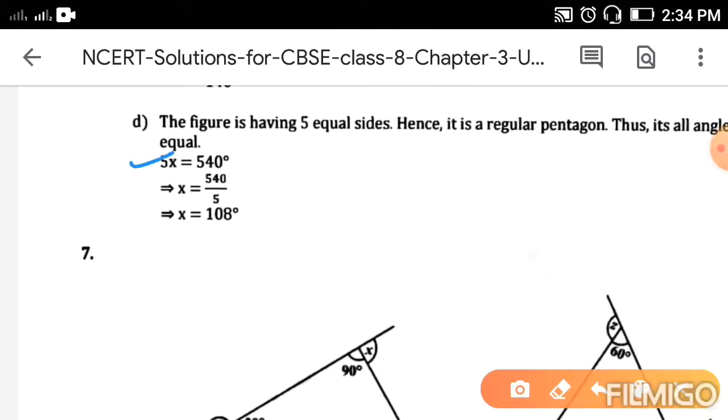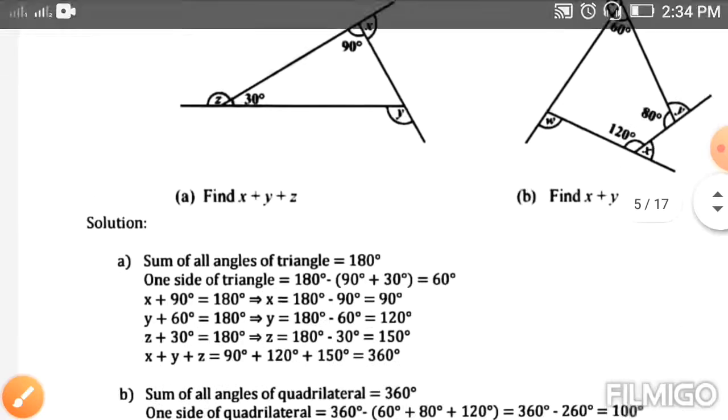And what is the sum of all angles in a pentagon? It is 540 degrees. So we can say 5x is equal to 540 degrees. You want x. So x is equal to 540 divided by 5. So x is equal to 108 degrees.